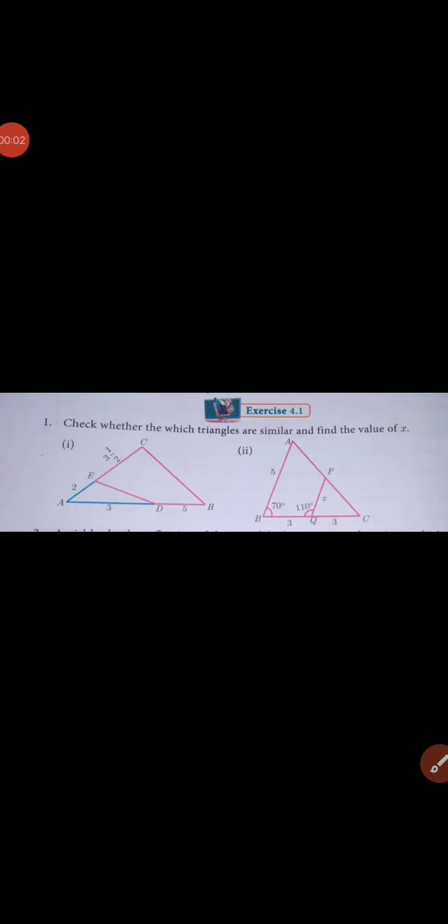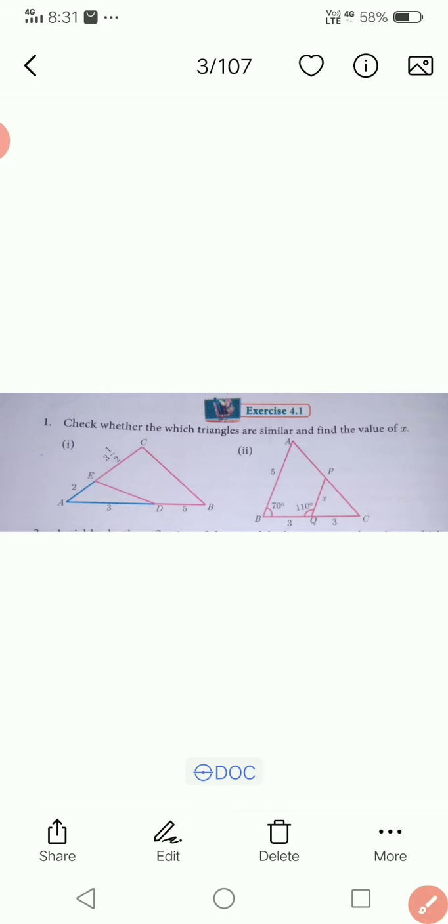Dear students, now we are going to see the fourth chapter, Geometry. Exercise 4.1, first sum. The question is: check whether the triangles are similar and find the value of k. Here two sums are given. Okay, consider the first sum.